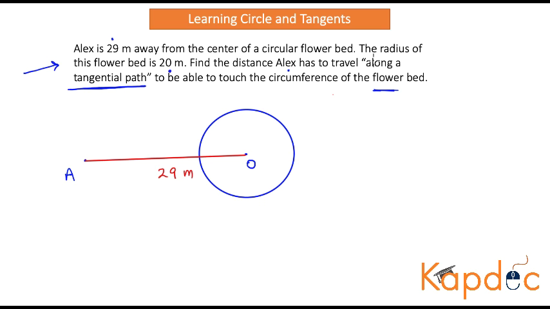So what we need to find is what distance Alex has to travel along a tangential path. So if I take this point A and try to find that tangential path, it will go something like this, correct? And this will be the first point Alex will touch the circumference of this flower bed, right? So let's say this is point B, okay? And you also know that the radius of this flower bed is 20 meters. That means if you drop a line from the center to this point on the circumference, this is nothing but a radius, and this is 20 meters.